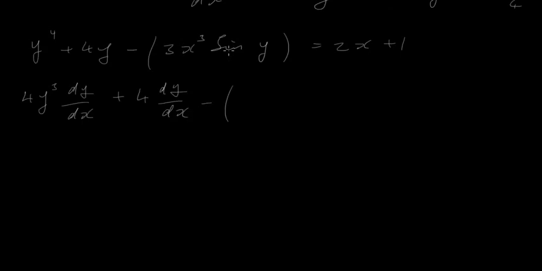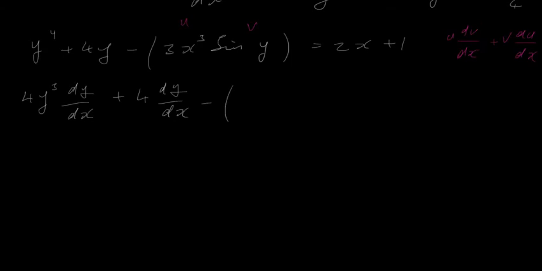Minus, now differentiate this here. This here is a product, remember. We have 3x cubed multiplied by sine of y, a function multiplied by a function. So I'm going to call this u, I'm going to call this v, and what I'm going to do is u dv dx plus v du dx.